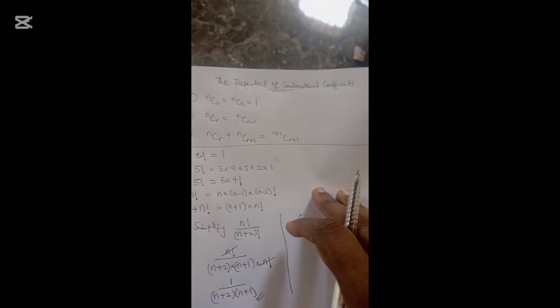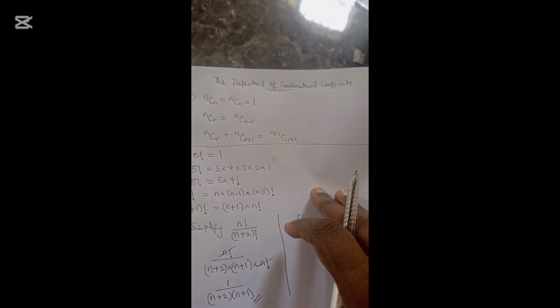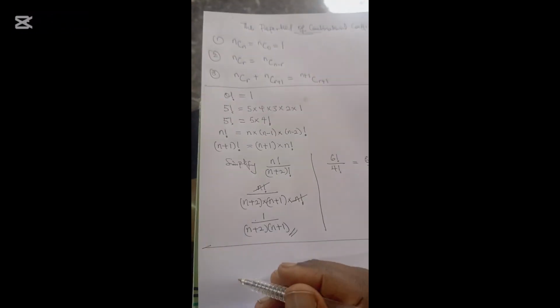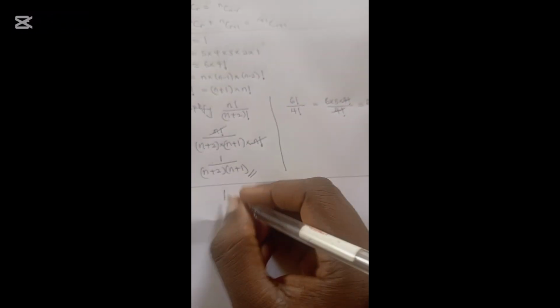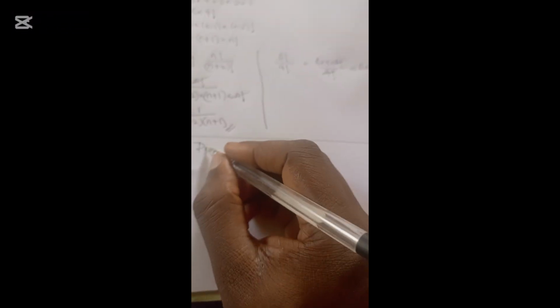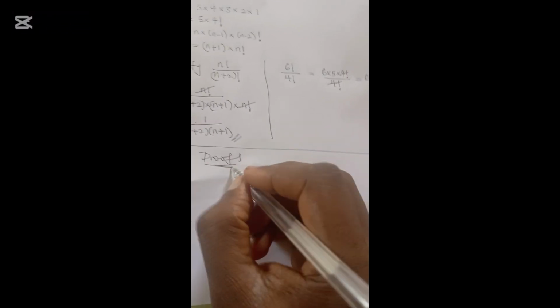Having said all of this, where do we go from here? Don't forget, what we are trying to prove are these important properties of combinatorial coefficients: n combination n equals n combination 0 equals 1. So let's see how that goes. So these are the proofs.